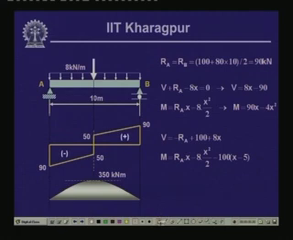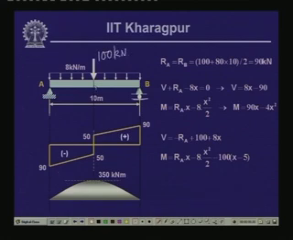Let us look into this example where again the beam is a simply supported one, having a hinge support here and a roller support over here, and it is subjected to a concentrated load. Let us say this concentrated load is 100 kilonewton.